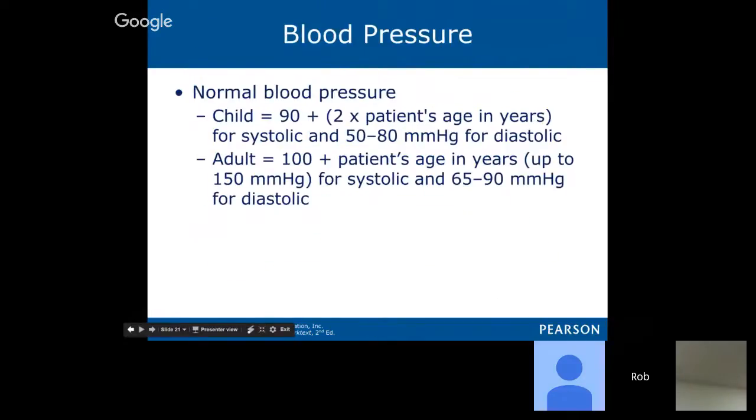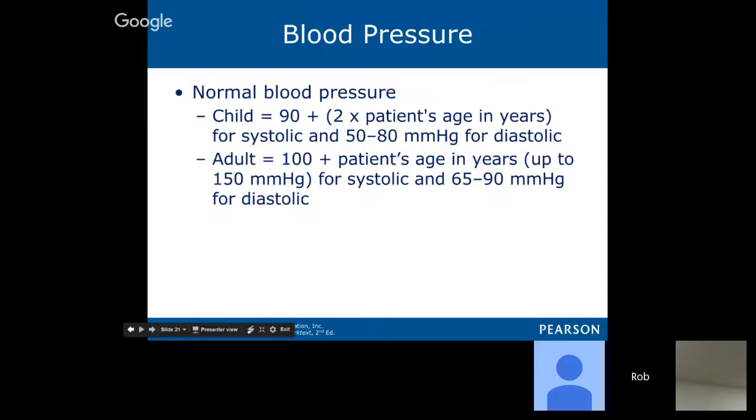So normal blood pressure for a child is 90 plus 2 times the patient's age in years for systolic, and 50 to 80 for diastolic. So if a kid is 10 years old, that's 90 plus 20 is 110 over 50 to 80. So adult equals 100 plus the patient's age in years, up to 150 millimeters of mercury.